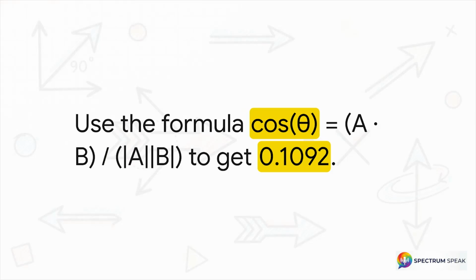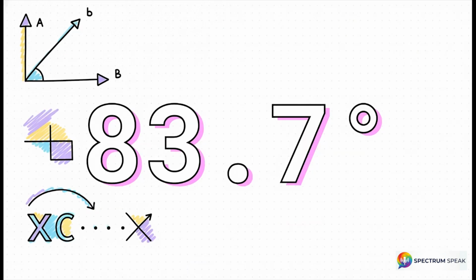We're just going to take that original dot product formula and rearrange it a bit to solve for the cosine of the angle. We plug in our dot product, which was 3, on top. And on the bottom, we put the product of our two magnitudes. That gives us about 0.1092. And the last step is super simple. We just hit the inverse cosine button on our calculator to get the angle by itself, and voila! The angle between these two vectors is about 83.7 degrees.